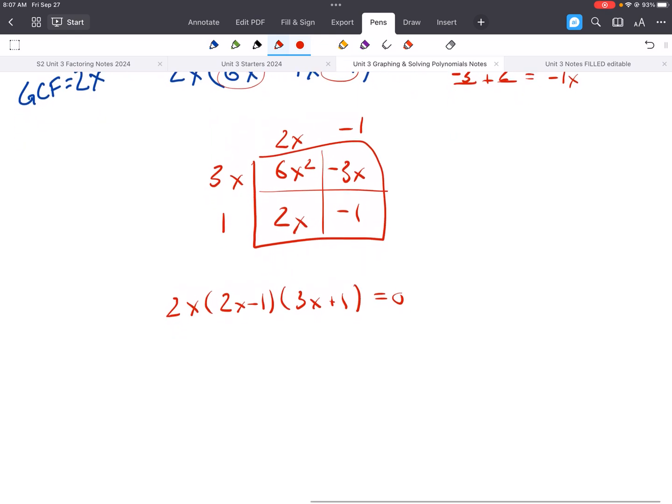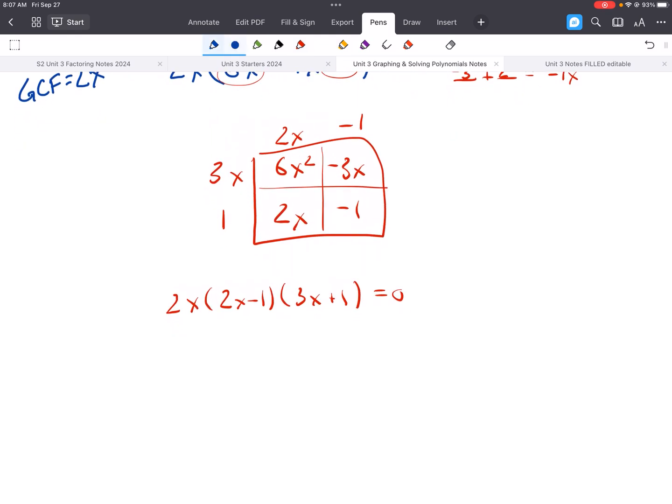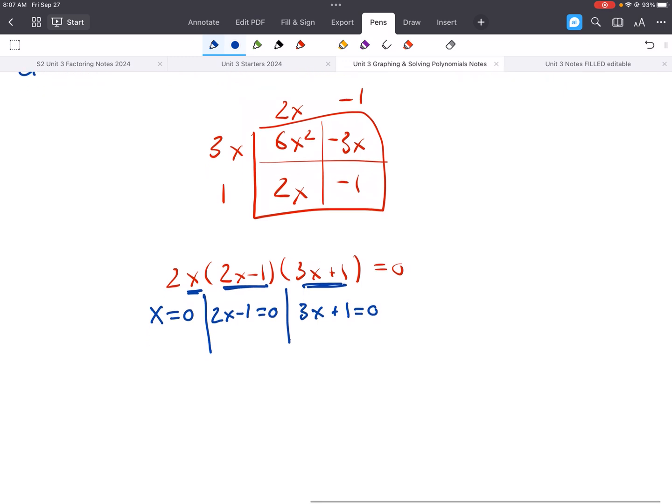So again, we're going to set each of those factors to 0. So we have 3 x's, we should have 3 factors. So we'd have x equals 0. So that's one of our factors. This is also a factor, so 2x minus 1 is equal to 0. And our last would be 3x plus 1 has got to be equal to 0. Okay? So we already have one of our solutions would be 0.